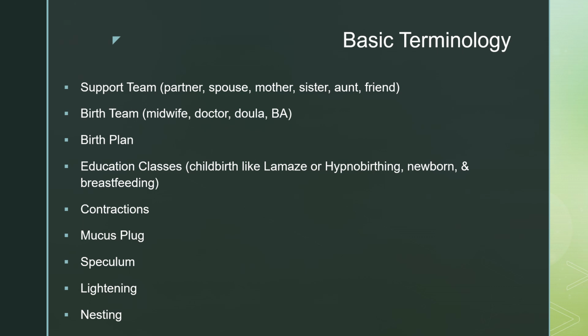Nesting is a cultural subjective term of the mom getting ready and cleaning and getting prepped.